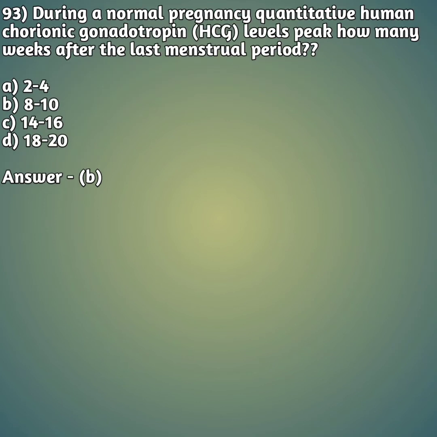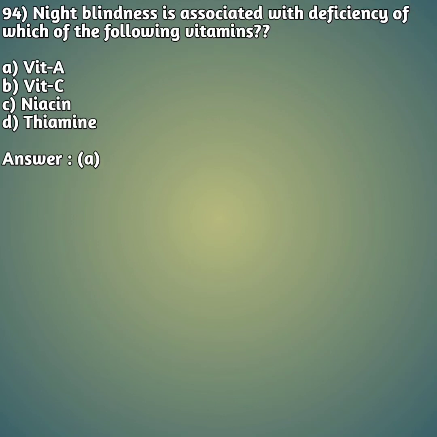During a normal pregnancy, quantitative human chorionic gonadotropin levels peak how many weeks after the last menstrual period? Option A, 2 to 4. Option B, 8 to 10. Option C, 14 to 16. And option D, 18 to 20 weeks. So the right answer is option B, 8 to 10 weeks. Okay friends, next moving to our next question.